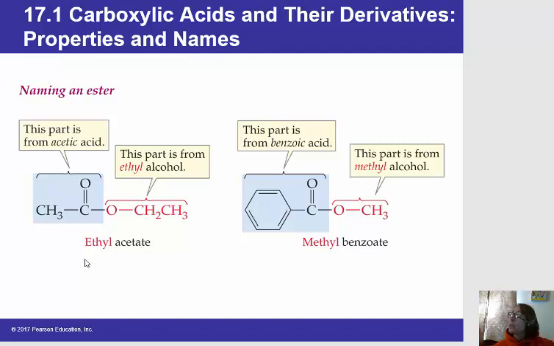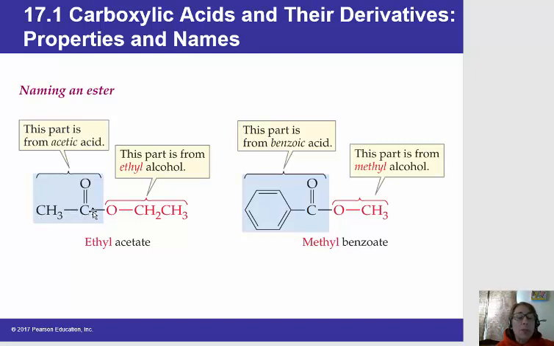So if we look at our first example on the left here, and we identify the part of this ester that came from the carboxylic acid, it's always the carbonyl group as well as the R group. There are two carbons here, so that means it comes from acetic acid. Now, IUPAC nomenclature would be ethanoic acid, but I know of no person on this planet that actually uses that name. It's always called acetic acid.